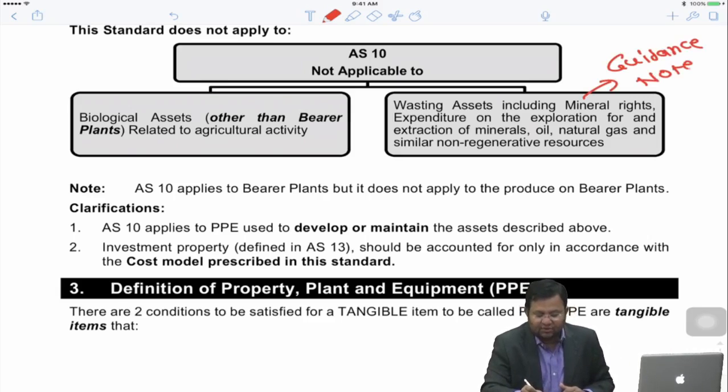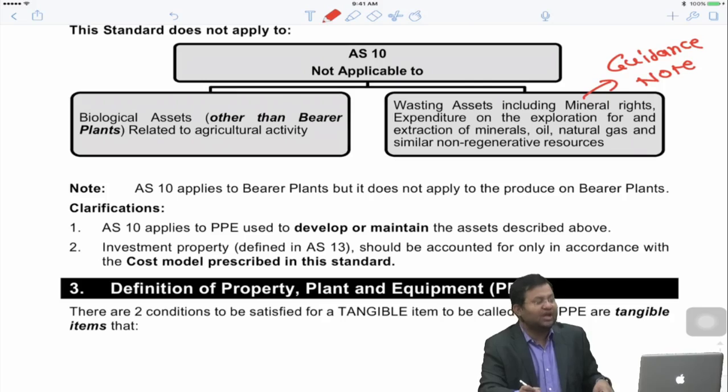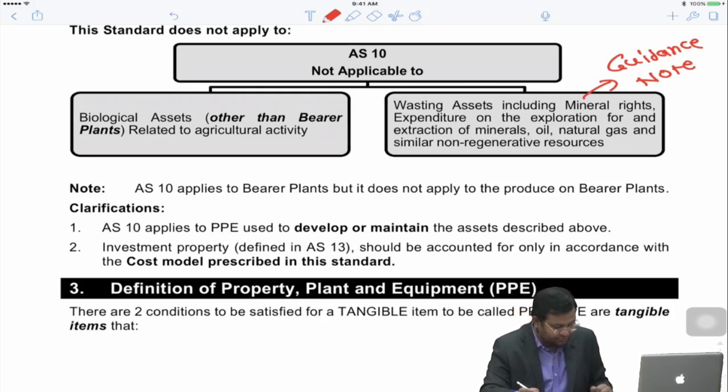In addition to accounting standards, ICAI issues guidance notes on certain matters. So there is a guidance note available on wasting assets. So there is a separate guidance note. We'll have to discuss the provisions of that separate guidance note also.